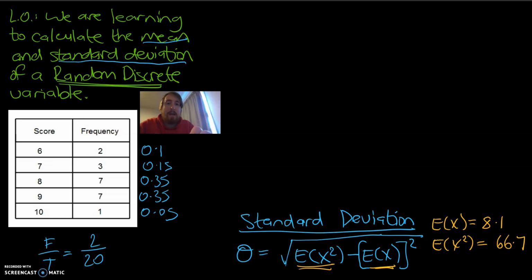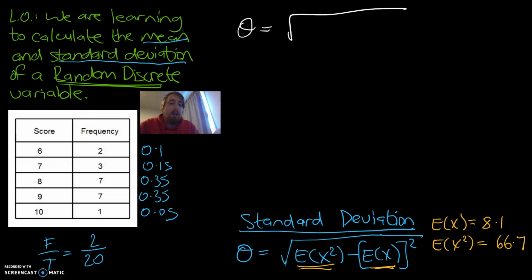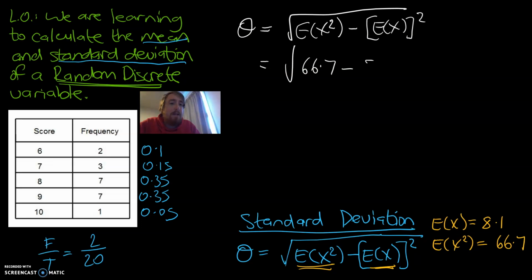Okay, so we are going to switch pen color. We're going to finish up. We'll probably use the white pen for the last one. So we're now wrapping up our standard deviation calculation. So we're looking for the expected value of x squared minus the expected value all squared. So we've got the numbers down there. So that's going to be the square root of 66.7 minus 8.1 squared.